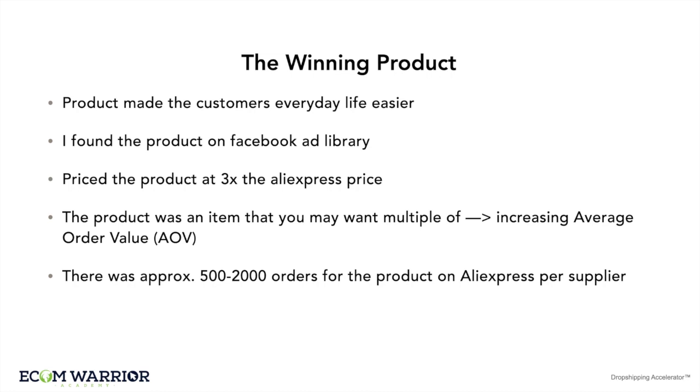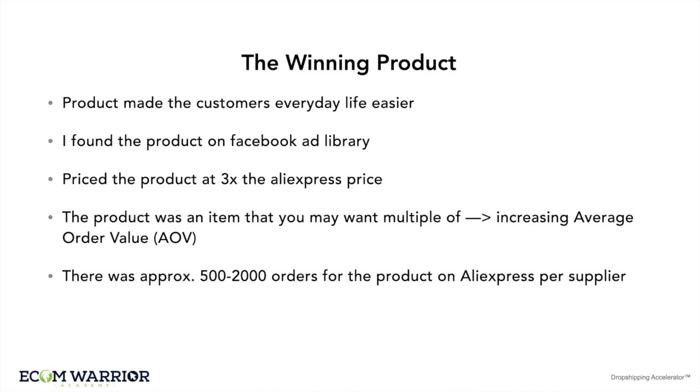Just a quick tip as well, that when it comes to the purchase price from the suppliers, I tend to keep the purchase price from the suppliers 25 USD maximum, including shipping. So if the price on AliExpress is above 25 USD including shipping, then I usually won't sell that product. I tend to keep it 25 USD or below, and now this product in particular was around $8 including shipping. And so my selling price was $24.99 USD. Now the product was an item that you may want multiple of. Now this increased the average order value. So customers, when they landed on the product page, they would have wanted multiple of that product.